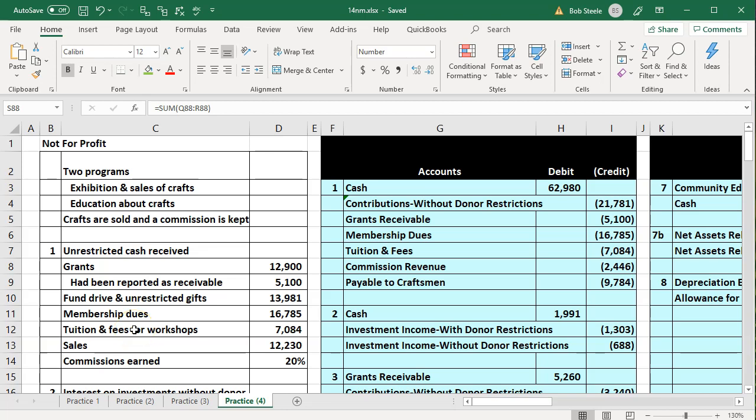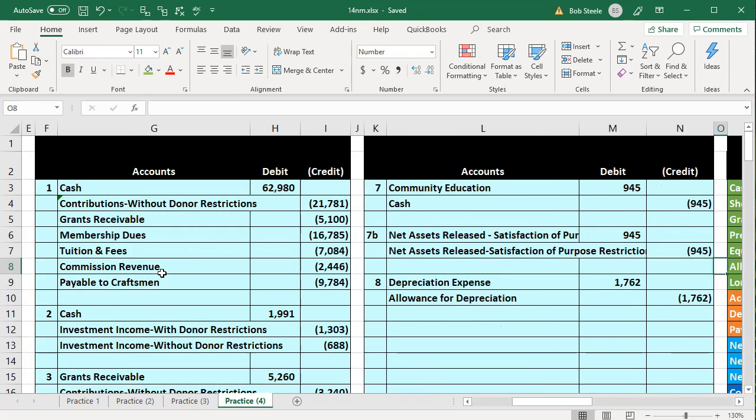In this presentation, we will continue on with our comprehensive problem related to a not-for-profit organization, one with two programs: one program being the exhibition and sale of crafts, the second being the education about crafts. In prior presentations, we have entered the journal entries, the financial transactions related to a time period. Then we did the closing process.